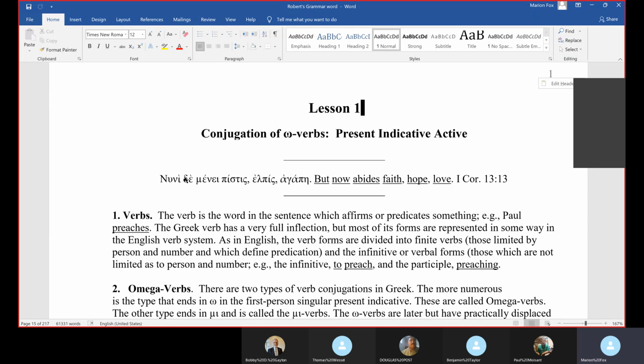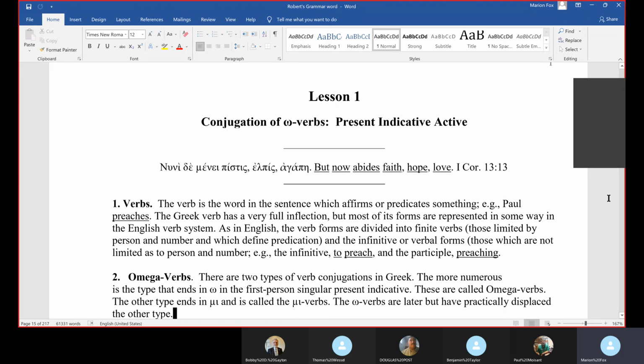Right here we have a Greek sentence, nuni de menei pistis, elpis, agape. But now abides faith, hope, love. This is from 1 Corinthians 13:13. Now, we'll be looking at this, and we'll come back to it a little bit later. But what we have here is, this is a sentence, and we're going to look at a verb. We'll be looking at verbs first.